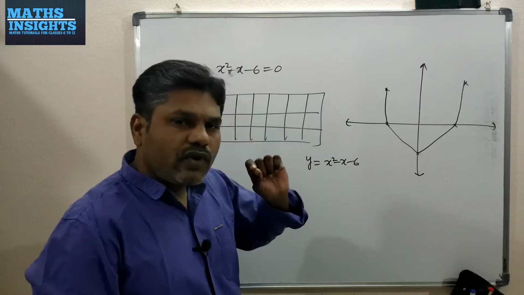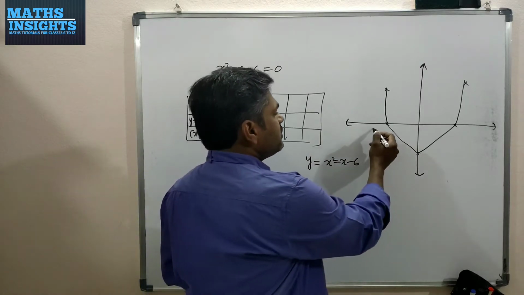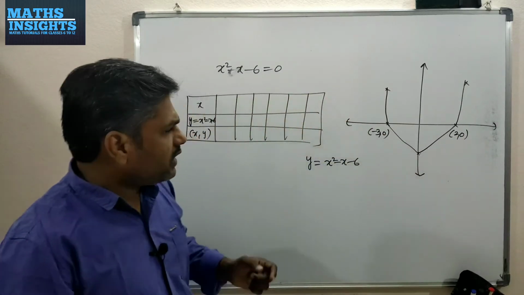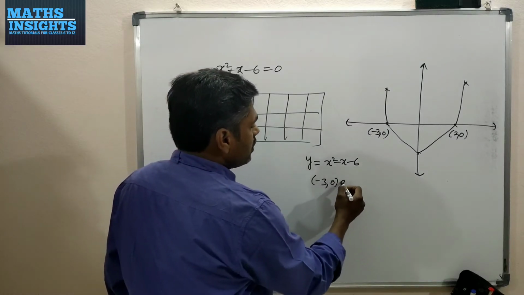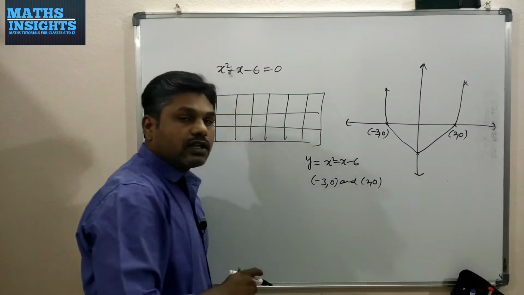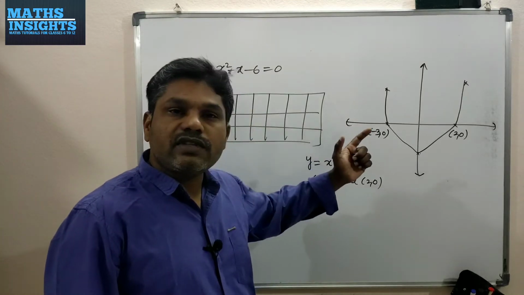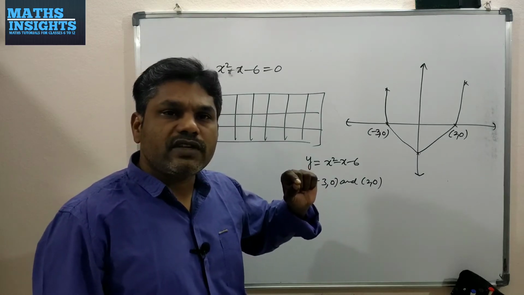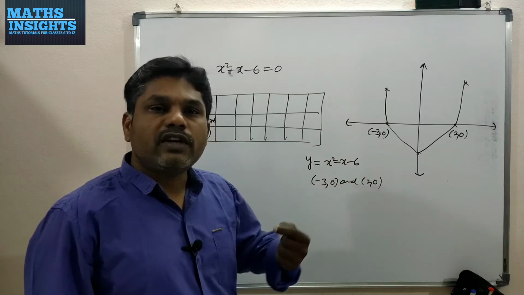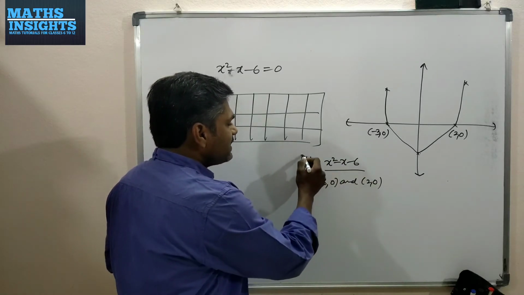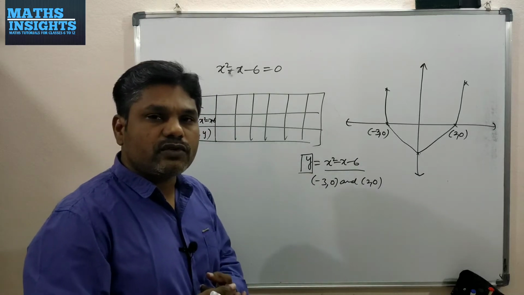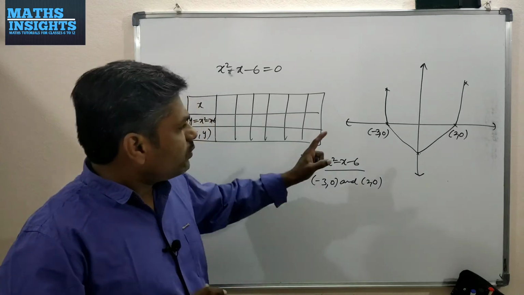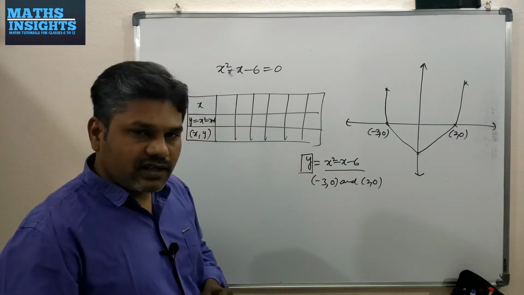On the x-axis the y coordinates are 0. Suppose it is meeting at minus 3 comma 0, and here it is meeting at 2 comma 0, then minus 3 comma 0 and 2 comma 0 are the 2 points where this graph is meeting the x-axis. Why are we taking the meeting points of the x-axis? Because there the y value will become 0. We have to make this y 0, that means the y coordinate should be 0. The y coordinate is 0 on the x-axis only. That's why we are taking the points where the graph is meeting the x-axis.